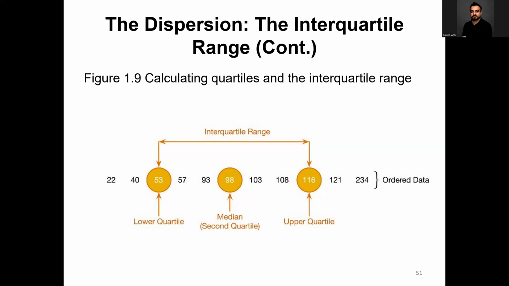So remember, we have ordered our data, and then we identified quartiles, which are midpoints. The lower quartile is the midpoint of the lower part of the ordered data. The upper quartile is the midpoint of the upper part of the data. And the median is the second quartile.